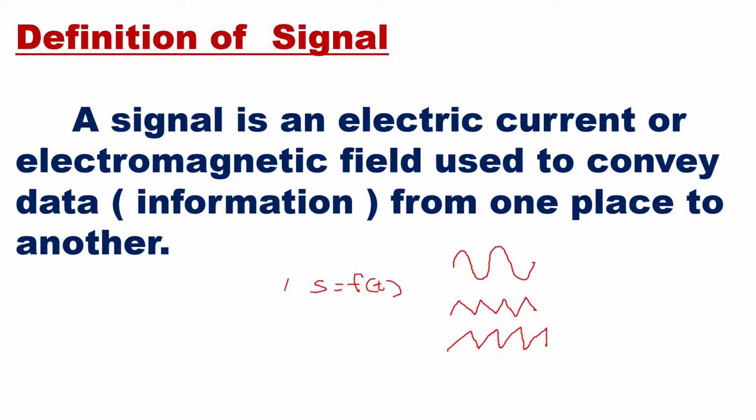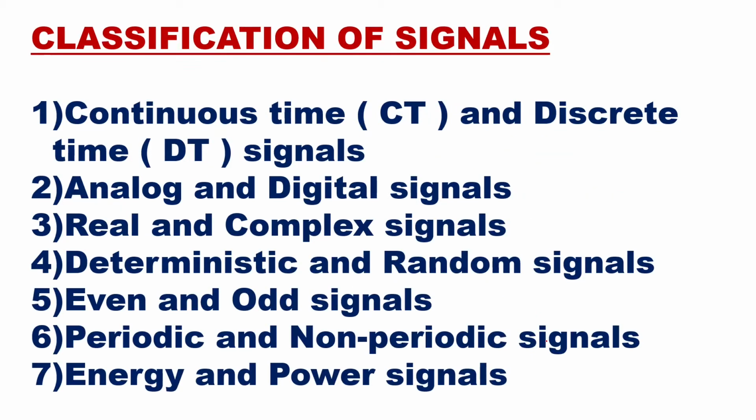Now, a signal is a waveform or a function which is going to carry information. It is different from noise. Noise is an unwanted thing, but signal is a desired thing. Signal is a thing which conveys information. It is an electric current or electromagnetic field which is used to convey data or information from one place to another. Now, after knowing this basic thing about a signal, we'll go to see the classification of signals.